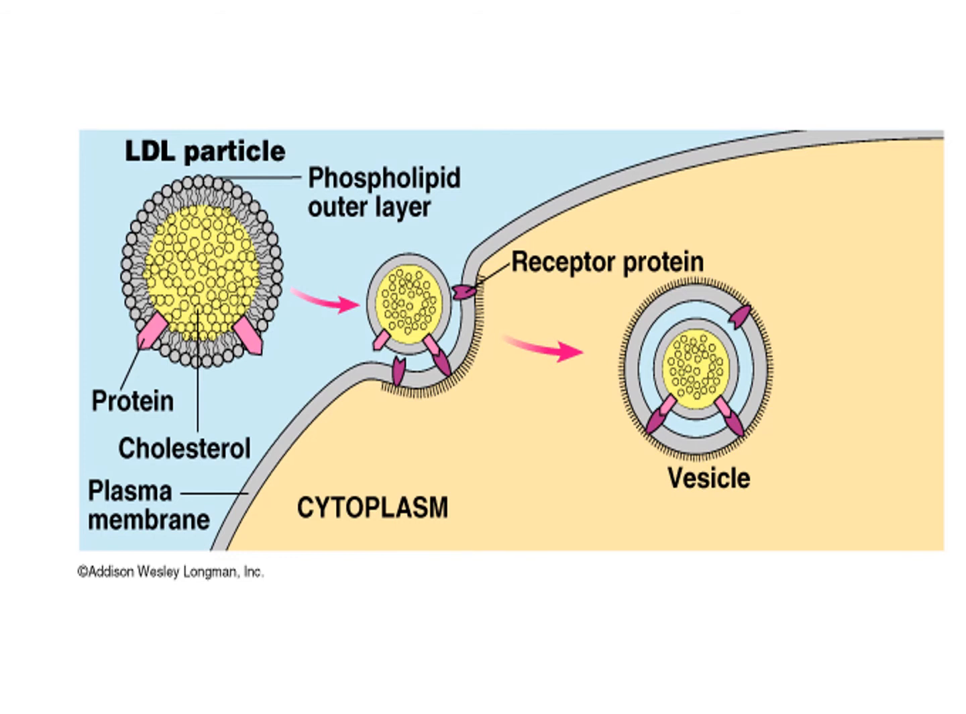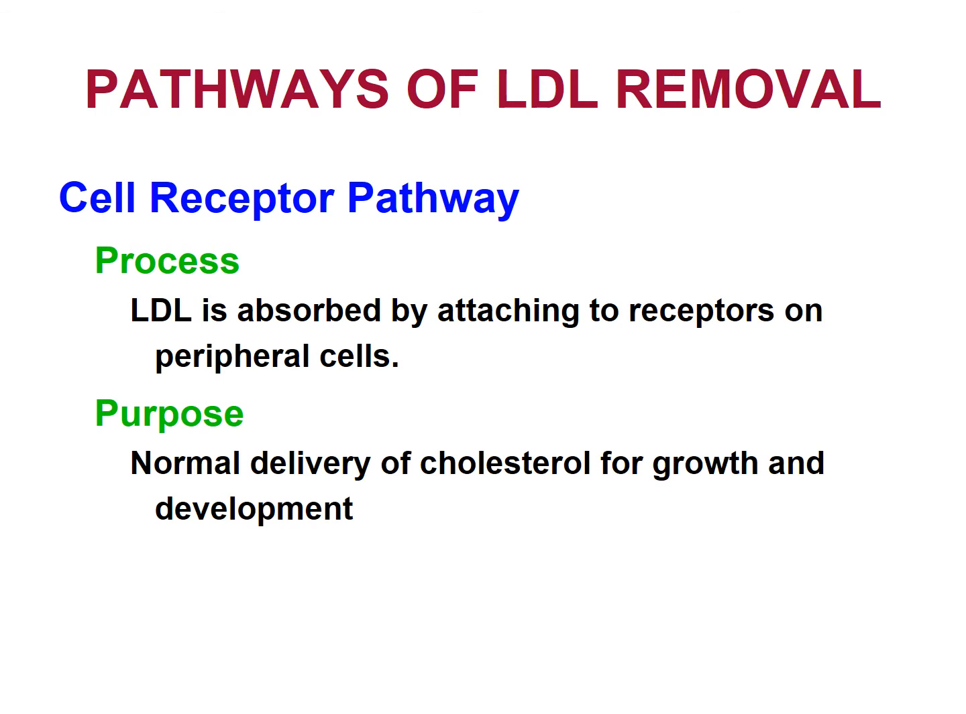So we're going to spend some time looking at this whole process, but where we're heading is to show you, in the second part of this session, how diet can affect the ability of the liver to maintain homeostasis. There are three pathways that we're going to talk about that would be ways to remove LDL from the blood. We're going to go over the cell receptor pathway, the liver receptor pathway, and then the bad one, which is the scavenger pathway.